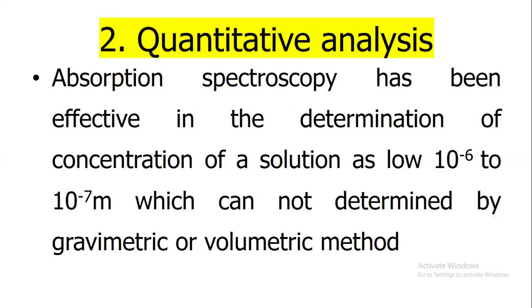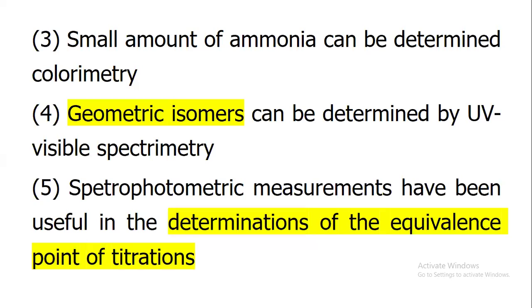Quantitative analysis. Absorption spectroscopy has been effective in the determination of concentration of solution as low as 10 to the power minus 6 to 10 to the power minus 7 molar, which cannot be determined by gravimetric or volumetric method. Small amounts of ammonia can be determined by colorimetry. Geometric isomers can be determined by UV visible spectroscopy. Spectrophotometric measurements have been useful in the determination of equivalence point of titration.